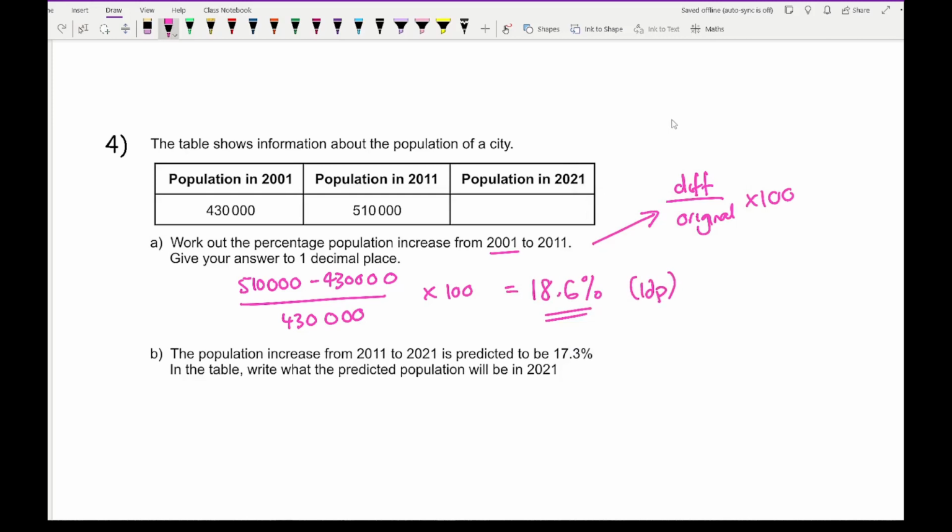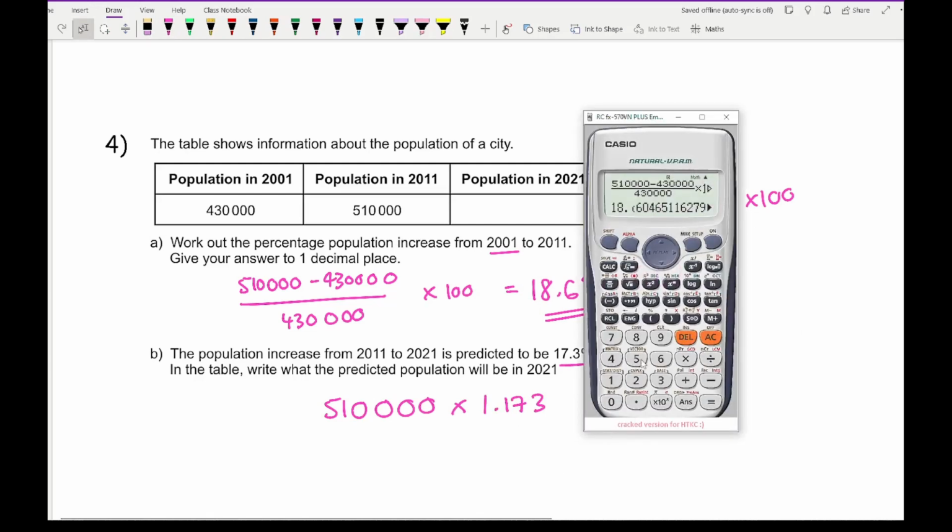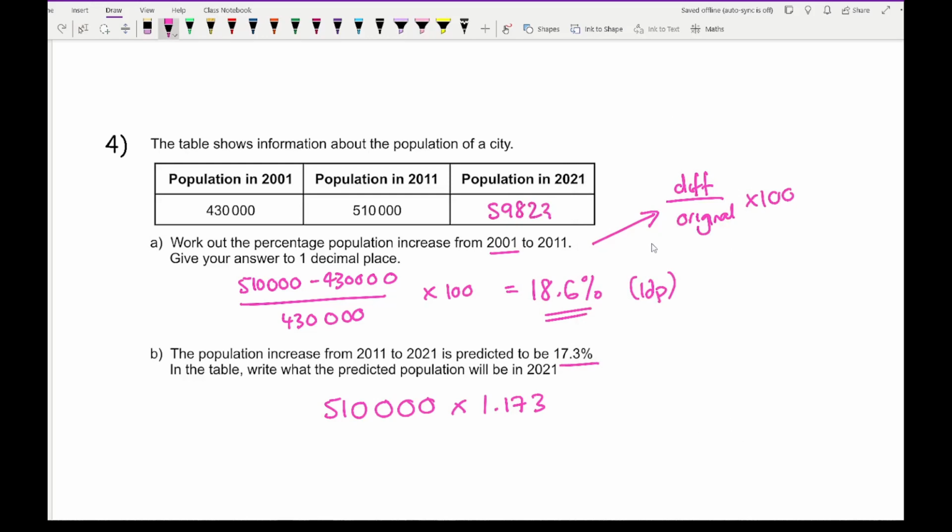The next question then says the population increase from 2011 to 2021 is predicted to be 17.3%. In the table, write down the predicted population in 2021. So here we're going to have 510,000, and we're going to increase that by 17.3%. So that's going to be 100% plus 17.3. That as a decimal is 1.173. So if I get the calculator back, enter that in, and then multiply that by 1.173, I get an answer of 598230. So 598230.